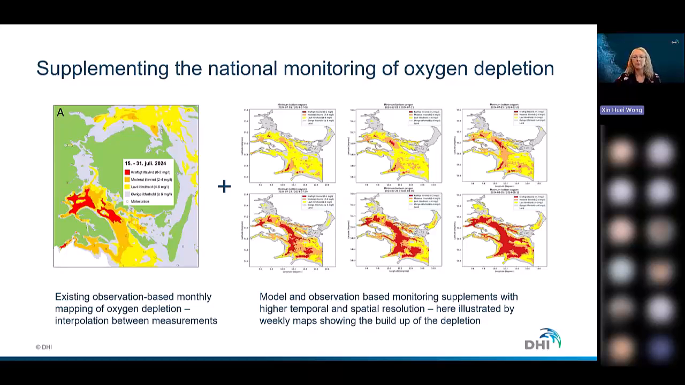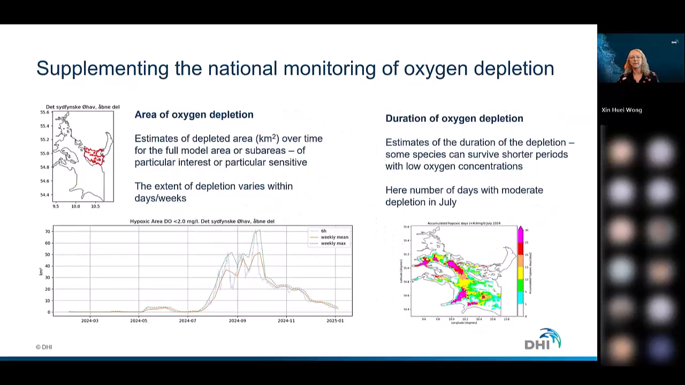With the model data, we will be able to supplement this information at a much higher frequency and covering the full area. Here an example is given with weekly maps of bottom oxygen showing the development of the depletion, which can be difficult to follow if we only have monthly maps.